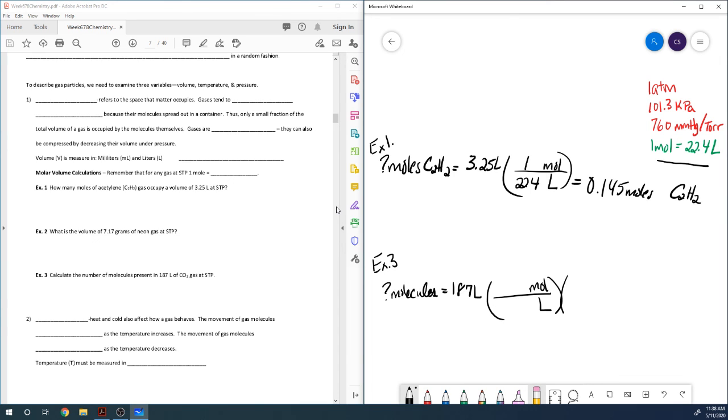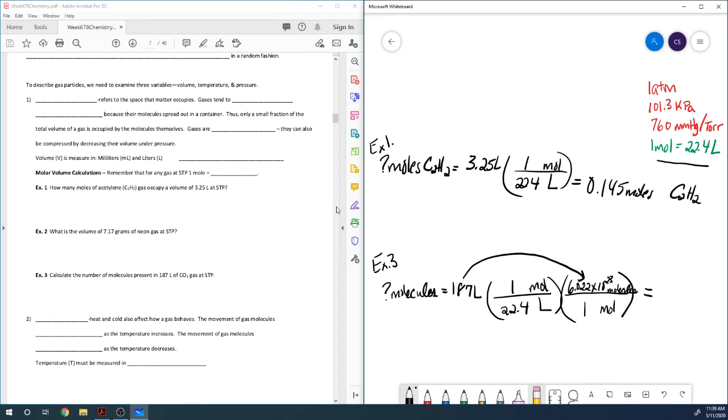Okay, and if you guys remember Avogadro's number, which is our mole to molecule conversion, we know that 1 mole is 6.022 times 10 to the 23rd molecules. We know that 1 mole is 22.4 liters. So we have this times this divided by 22.4.